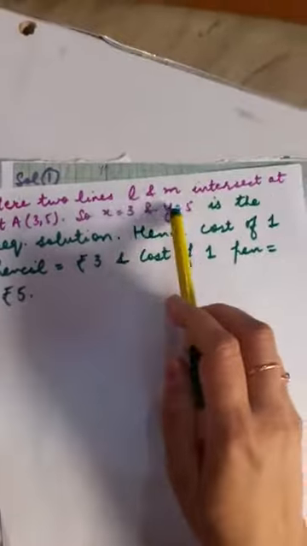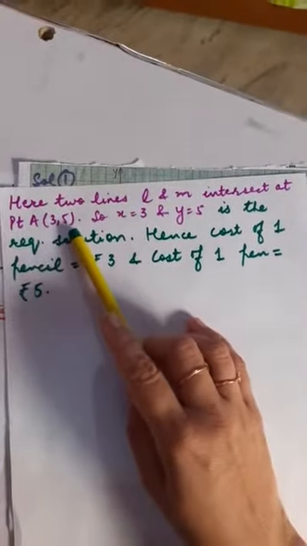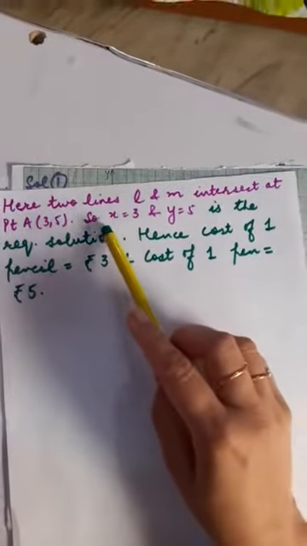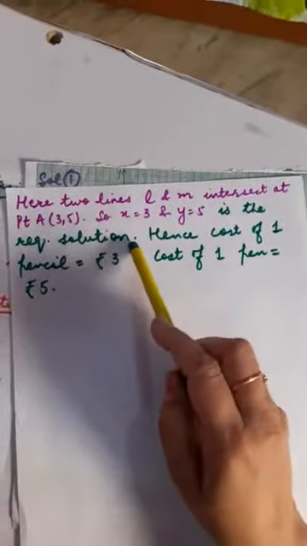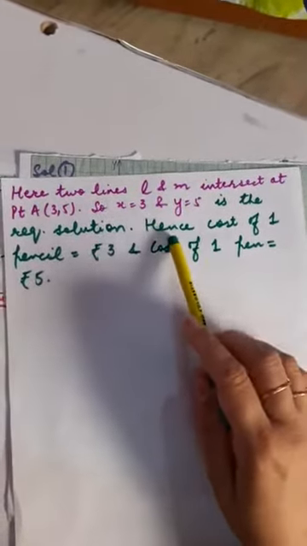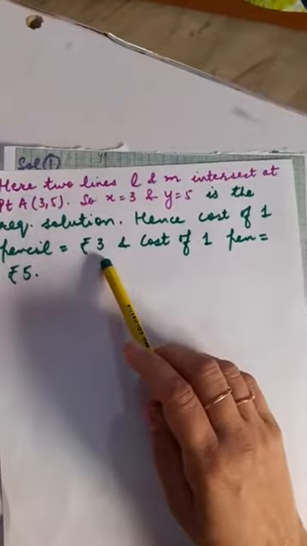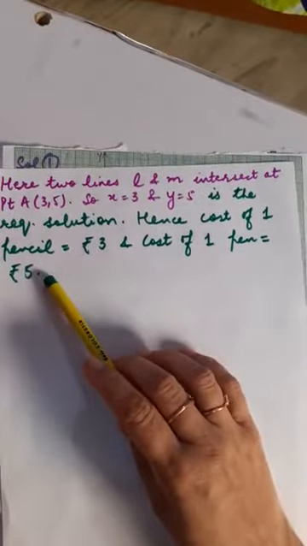So what can I say through this? Hence both the lines, line L and M, I have given the names also, are going to intersect at point A, that is 3, 5. So x is equal to 3 and y is equal to 5. This is the solution of both the equations of the situation. So hence the cost of one pencil, which was x actually, is rupees 3, and the cost of one pen will be rupees 5.